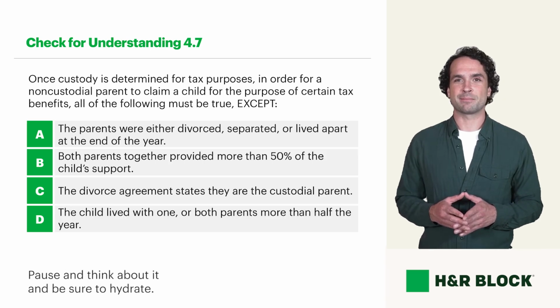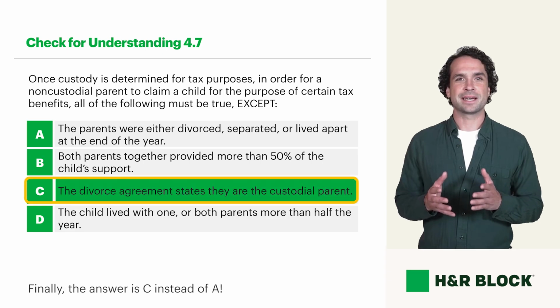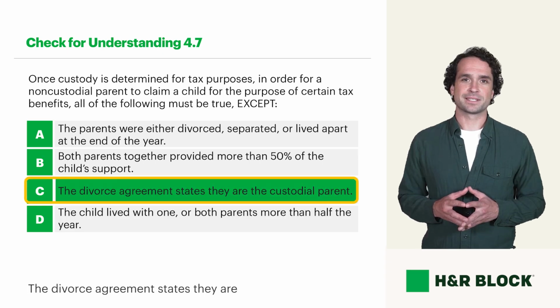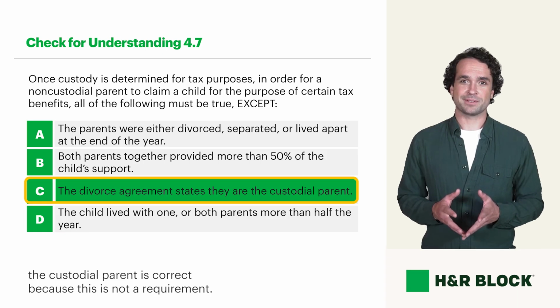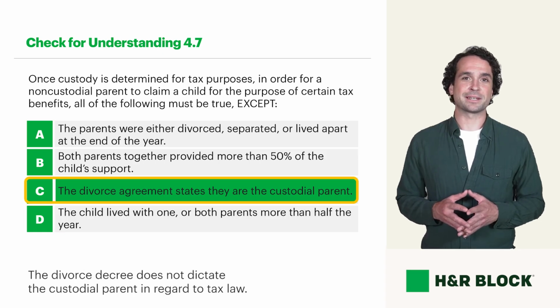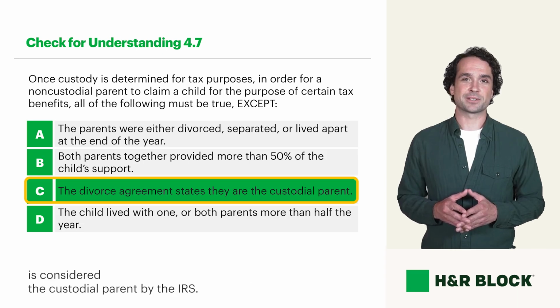Pause and think about it and be sure to hydrate. Resume when ready. Finally, the answer is C. The divorce agreement states they are the custodial parent is correct because this is not a requirement. The divorce decree does not dictate the custodial parent in regard to tax law. The parent with whom the child stayed for more nights is considered the custodial parent by the IRS.